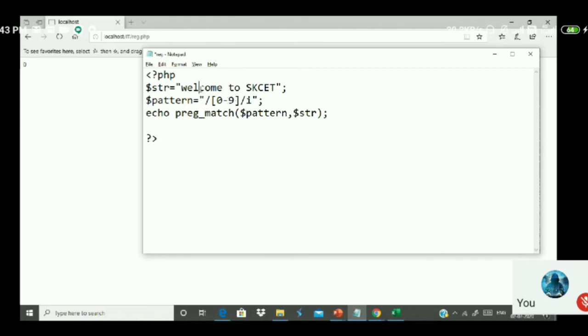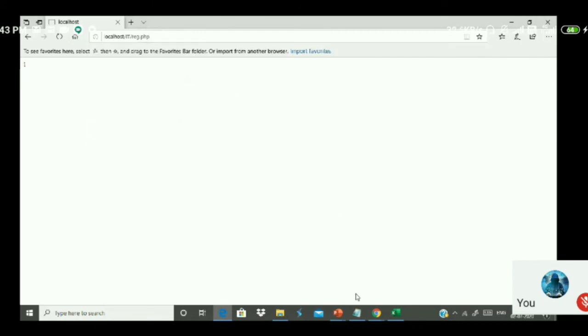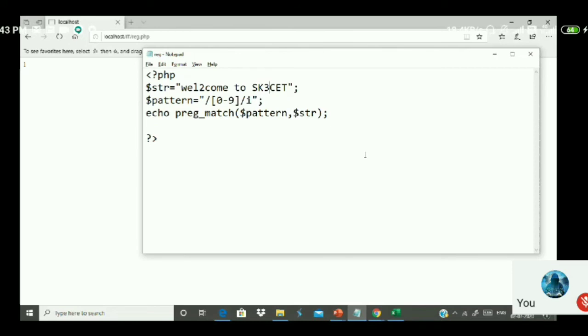Now I include something like this: 2, 3. Listen carefully. Am I getting a match here? Why am I getting a match here? Can anyone tell me why? The string has the numbers 2 and 3, sir. There is a number 2 and a number 3 which fall in the range of 0 to 9. Suppose I use preg match all, what will be the answer? 2, sir. Exactly, the answer will be 2 here.